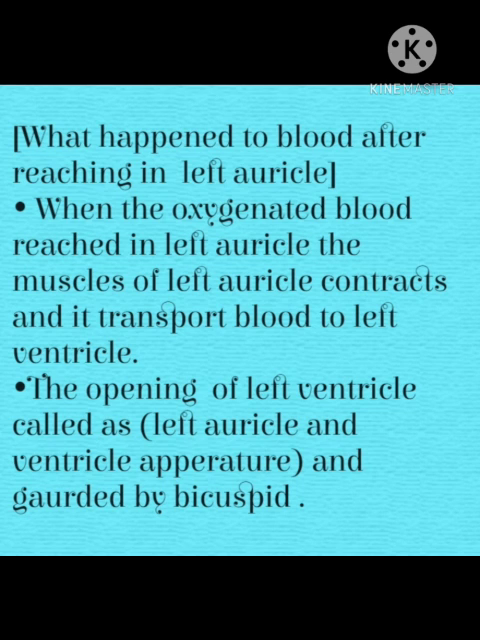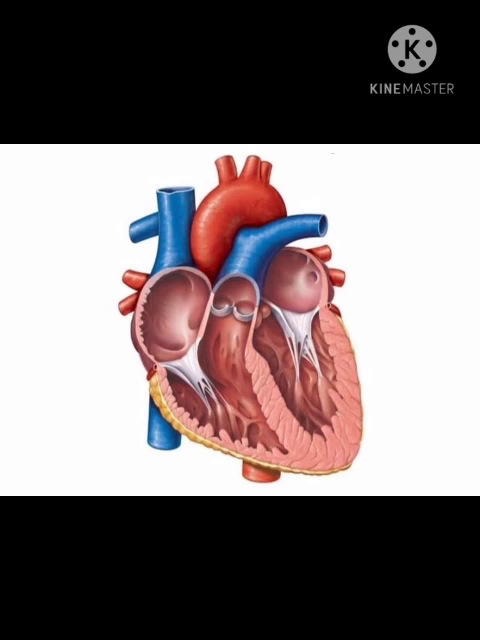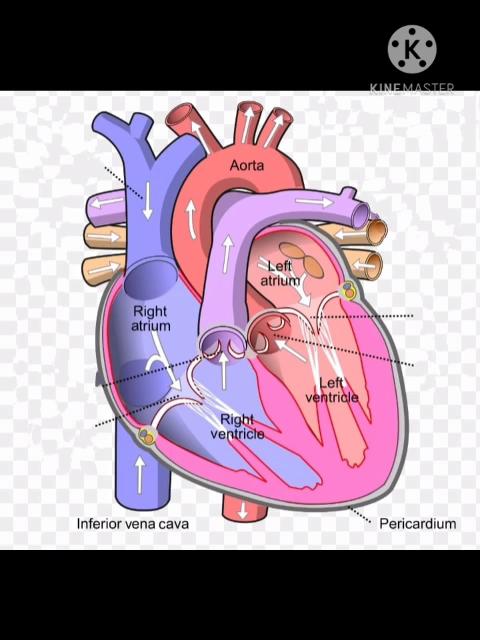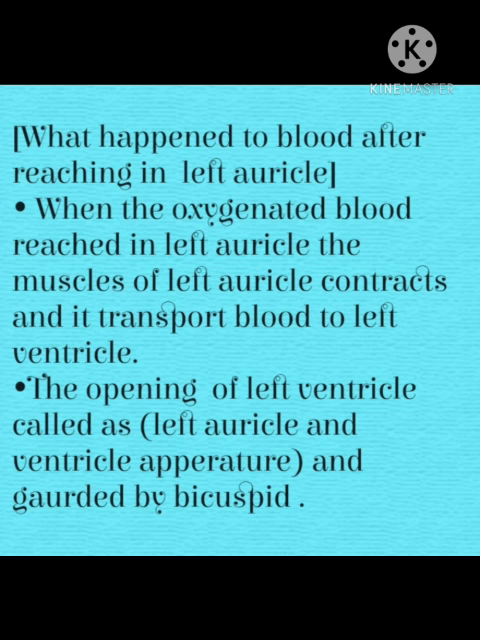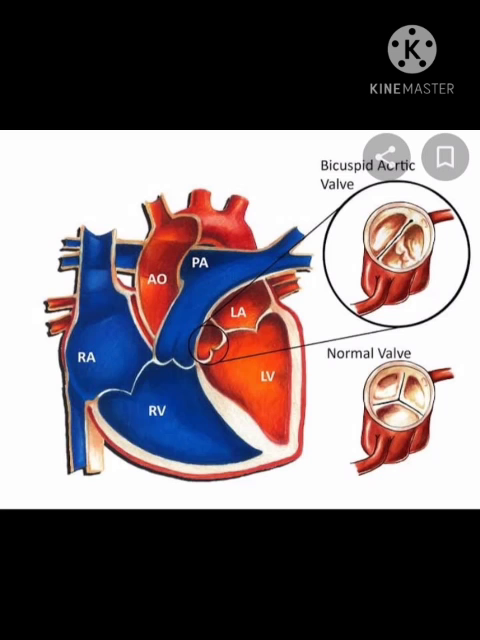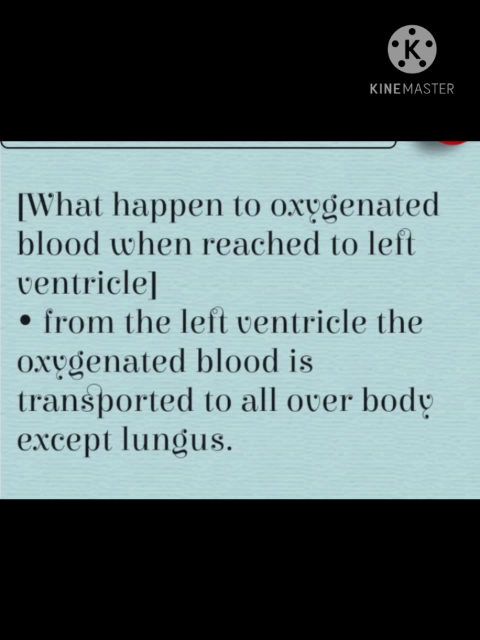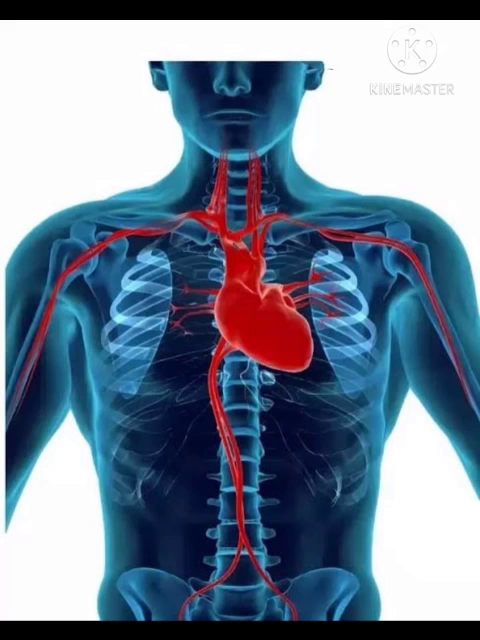What happens to blood after reaching the left auricle? When the oxygenated blood reaches the left auricle, the muscles of the left auricle contract and it transports blood to the left ventricle. The opening of the left ventricle is called the left auricle and ventricle aperture and is guarded by the bicuspid valve. Now when the blood reaches the left ventricle, which is completely oxygenated, the blood is transported to all over the body except the lungs.